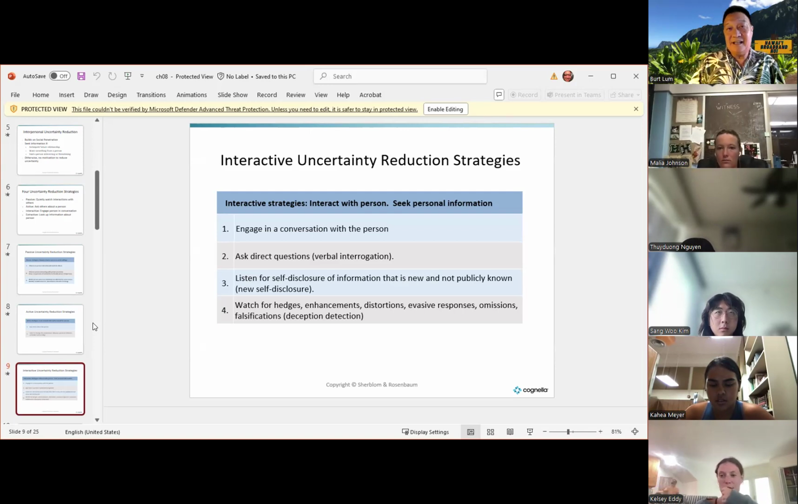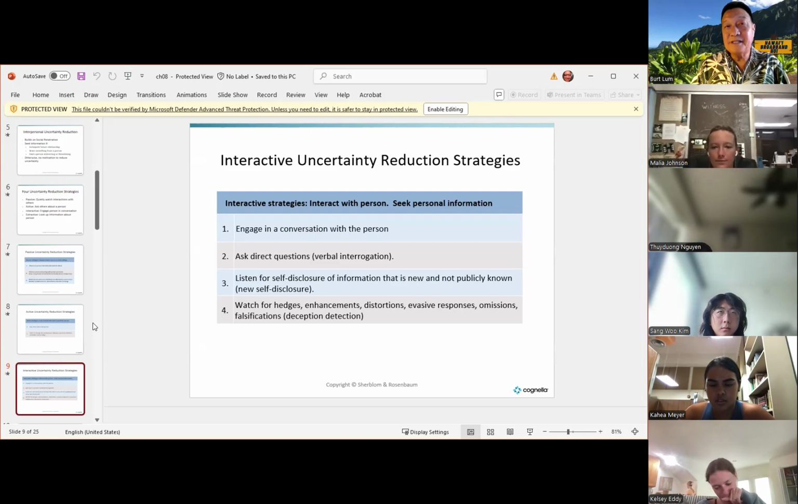And then as you interact, more information is shared. There's a relationship that starts to form, and then that's when you start to go a little deeper into understanding who that person is. And then another, this fourth one: watch for hedges, enhancements, distortions, evasive responses, omissions, falsification.